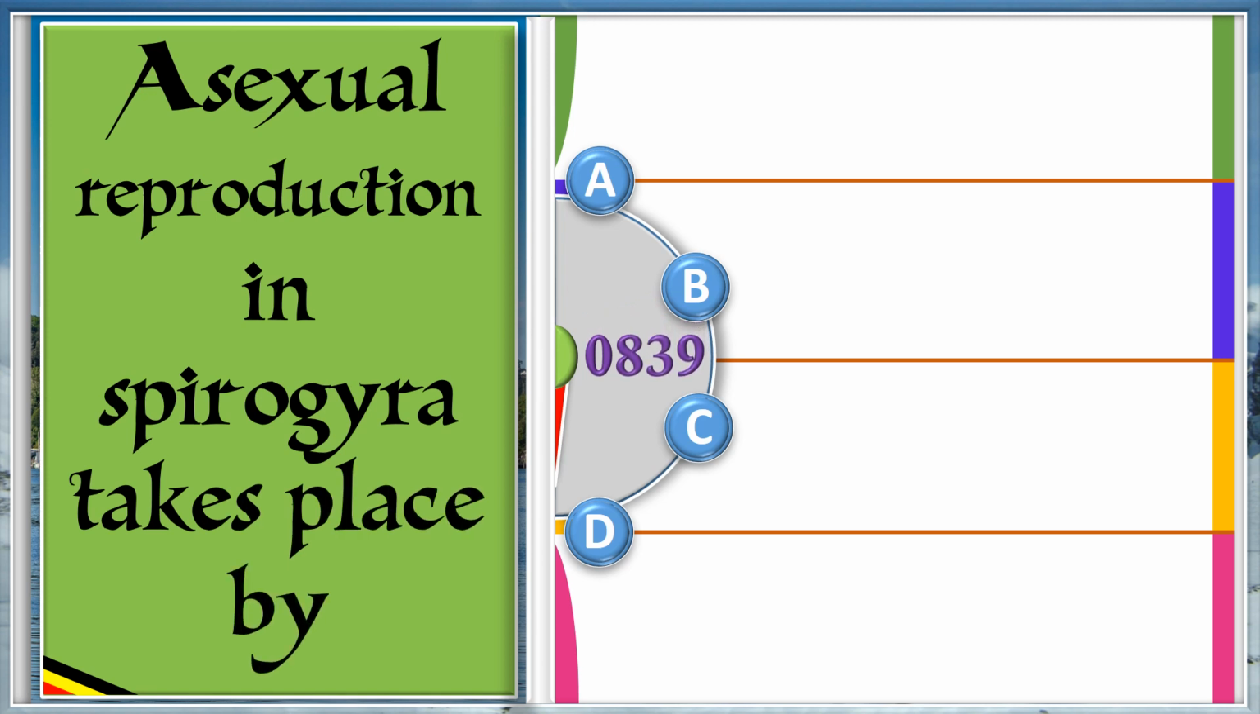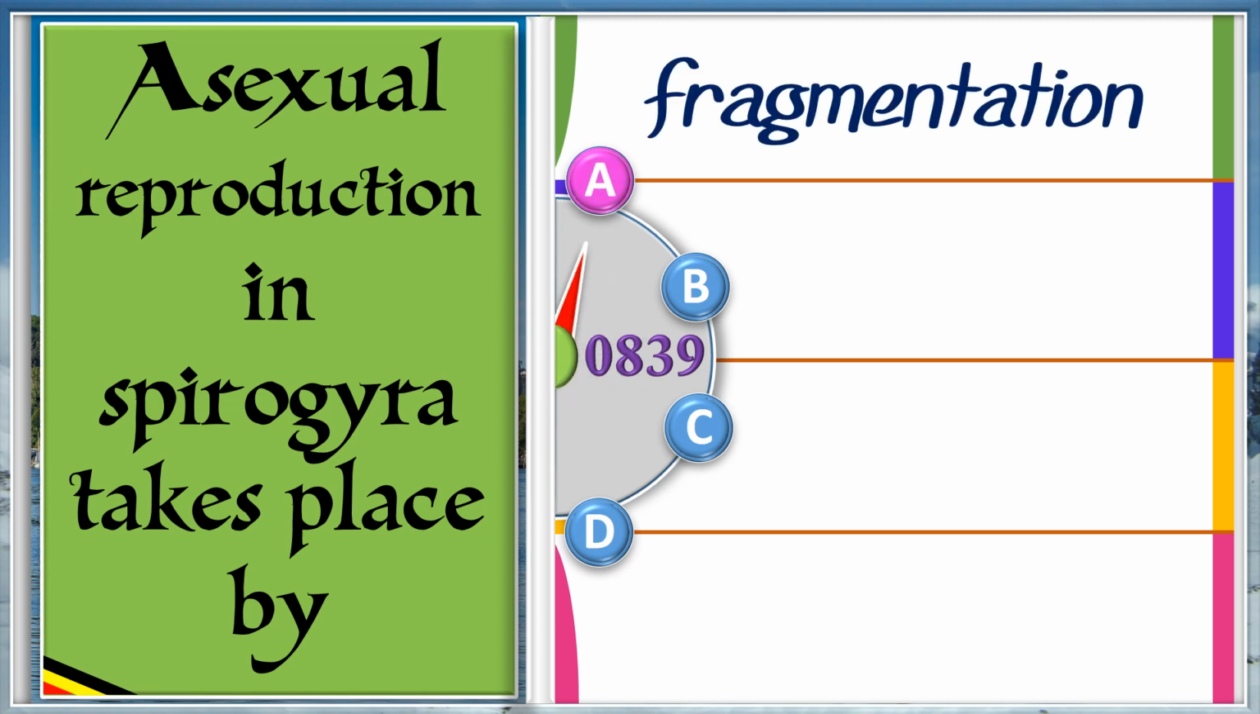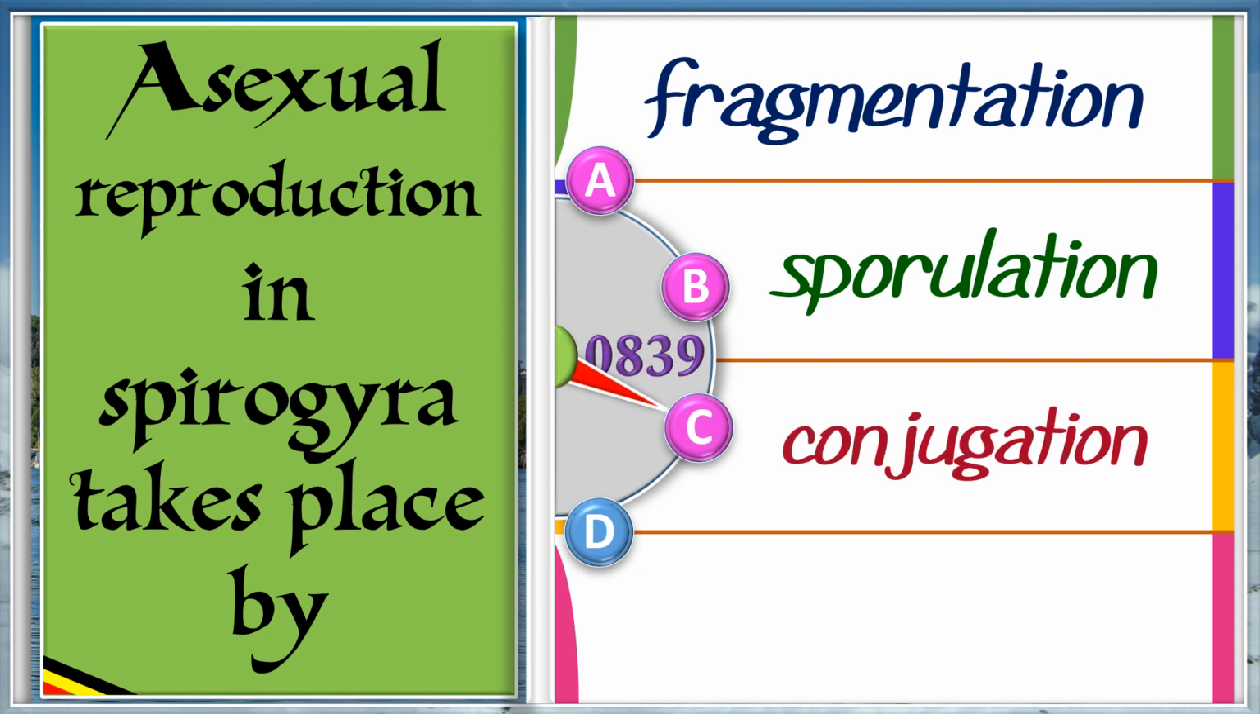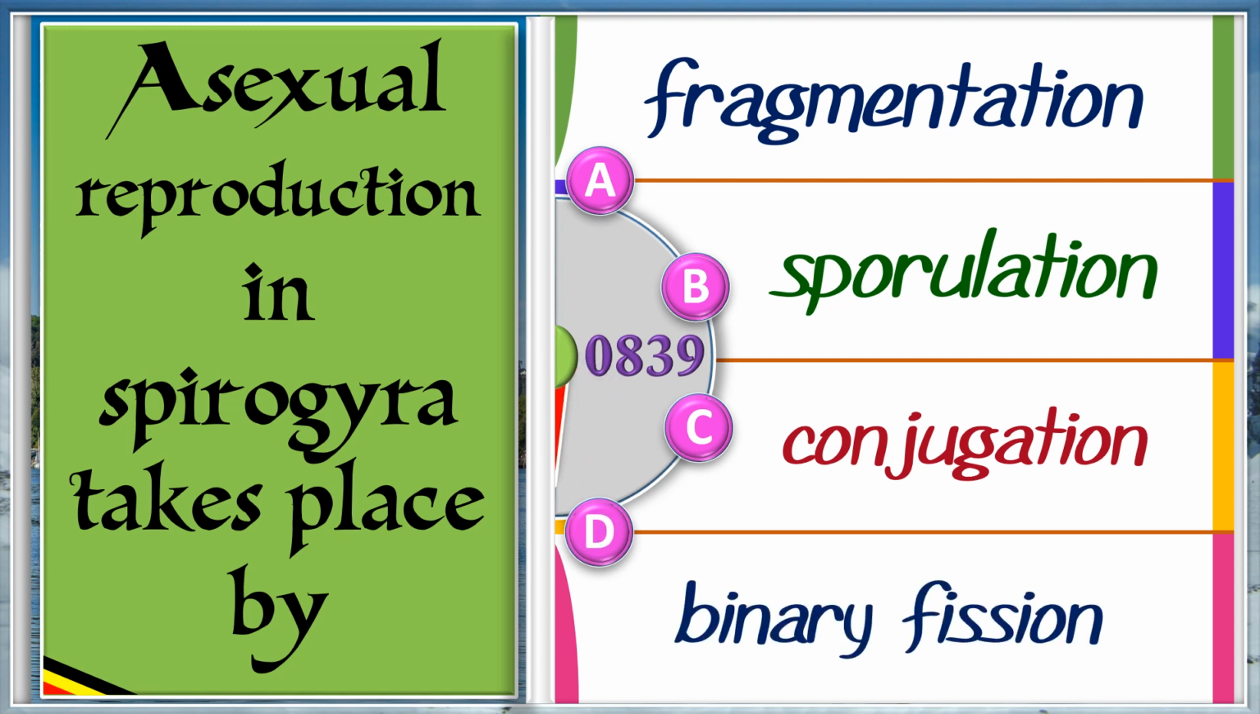Asexual reproduction in Spirogyra takes place by A. Fragmentation. B. Sporulation. C. Conjugation. And D. Binary fission. And the answer is A. Fragmentation.